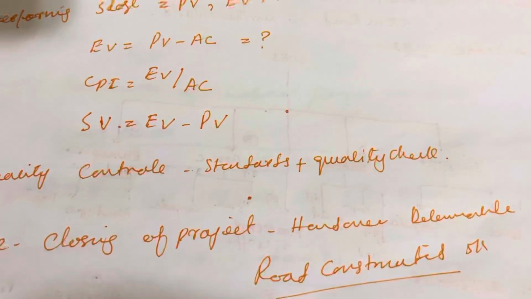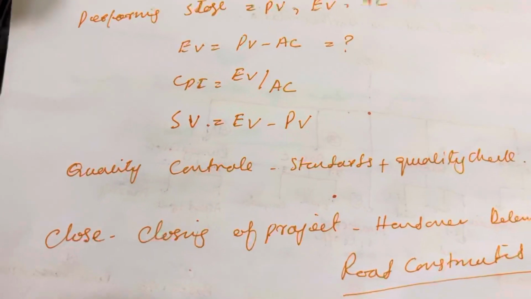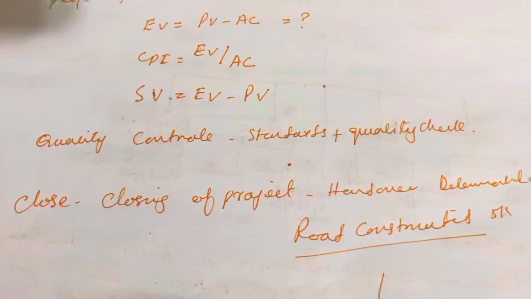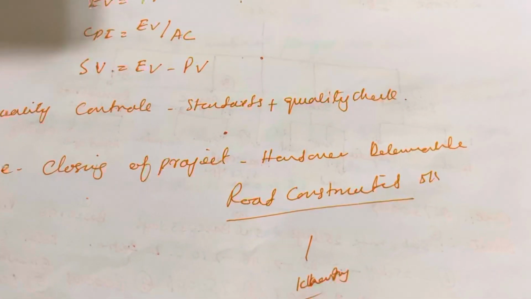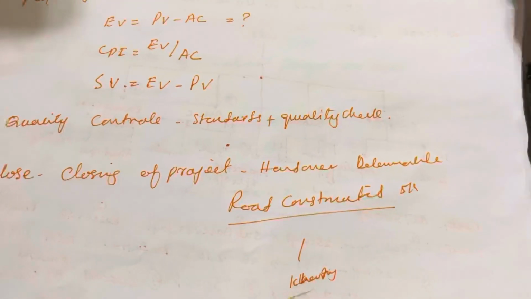Quality control: we check the standards and the quality, we do what the customer told us, high quality, high grade standards, and then we close the project. So we hand over the project, and the road is constructed. So this is Han Imtiaz.